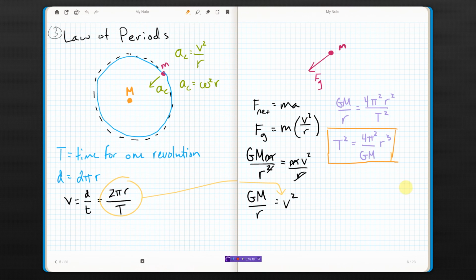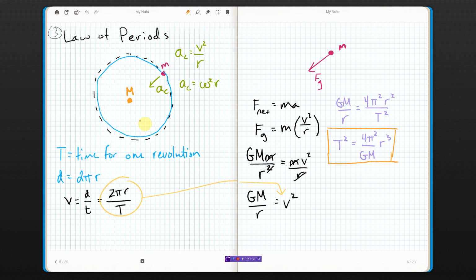Now we just said proportional, where proportional just means it's multiplied by some constant, because if you look, all these are constants: 4, pi, G, big M. Also notice, there's no little m in here. So it doesn't actually matter what the planet is. It only matters what the planet is orbiting.